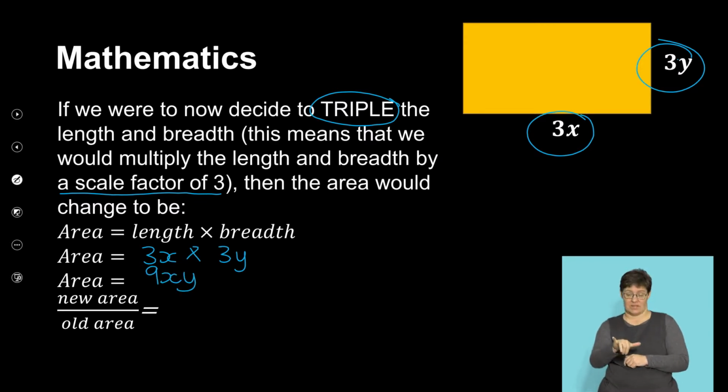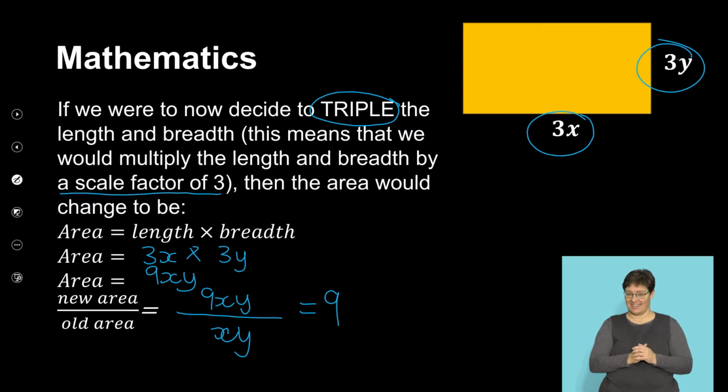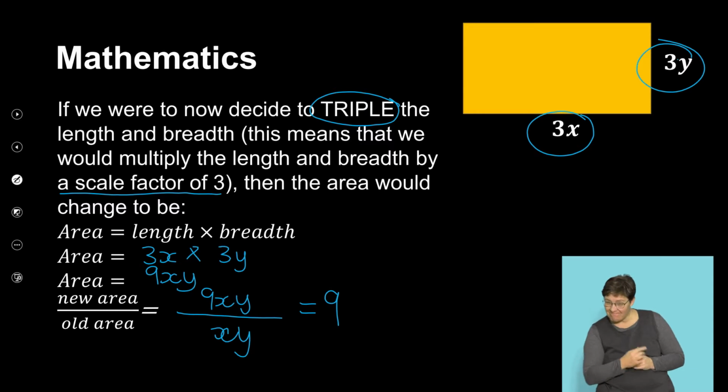9xy. So if I want to look at the comparison between the new area and the old area, the new area divided by the old area would be 9xy divided by xy, which is just going to give me an answer of 9. So I can see that the scale factor of 3 has made the area of this rectangle 9 times larger. Great. I hope everyone's with me.